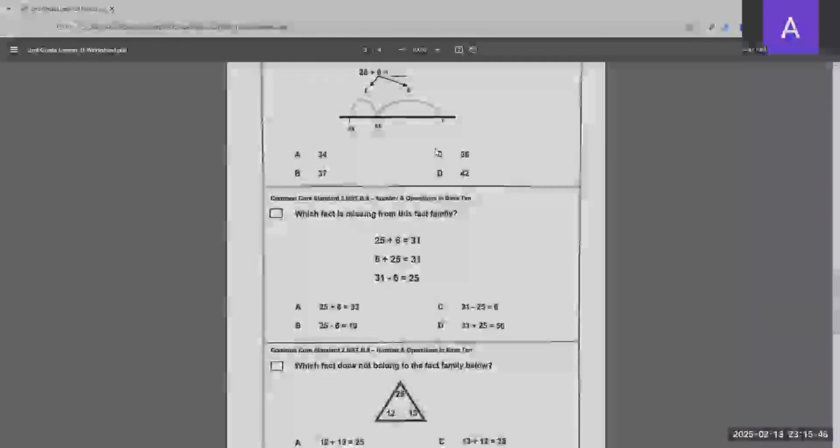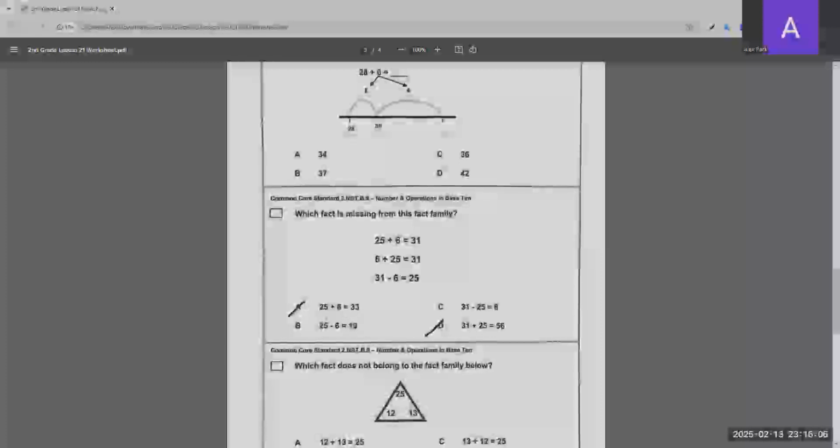Next, which fact is missing from this fact family? 25 plus 6 equals 31. 6 plus 25 equals 31. 31 minus 6 equals 25. So we're going to need another subtraction equation because we have 2 addition. So we can eliminate options A and D.